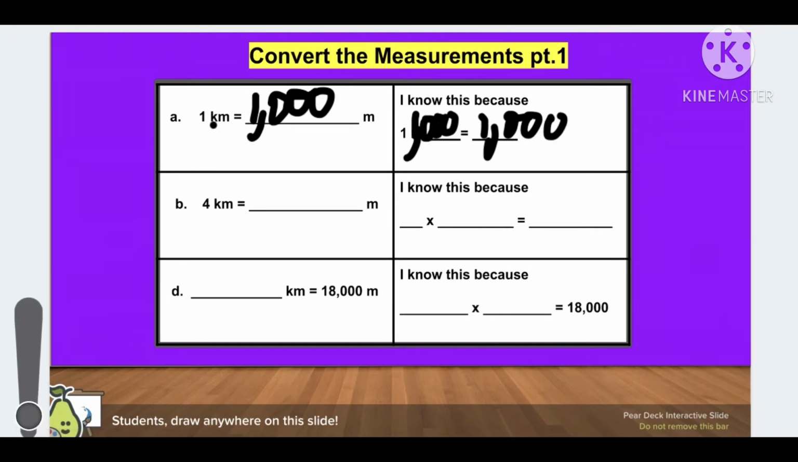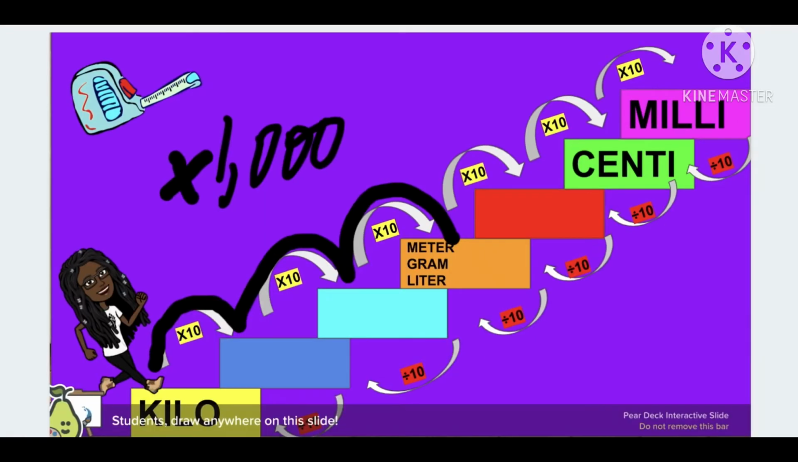Let's try the next one. 4 kilometers equals blank meters. Well, if I look back at my conversion chart, I know that I'm at kilo right now and I want to get all the way to meters. So I'm still jumping up 3 steps.